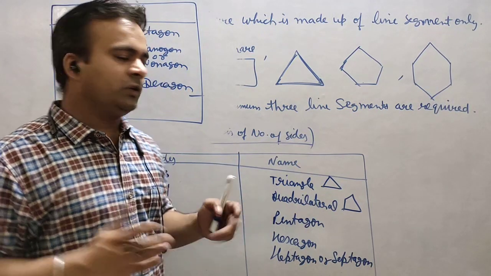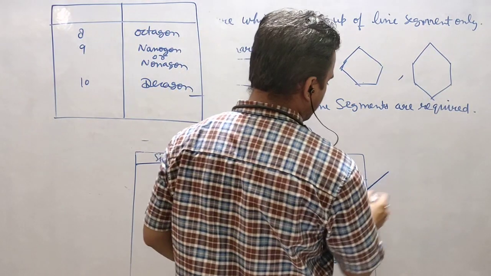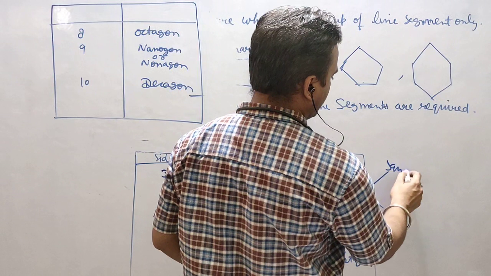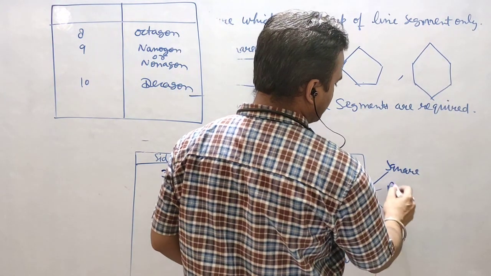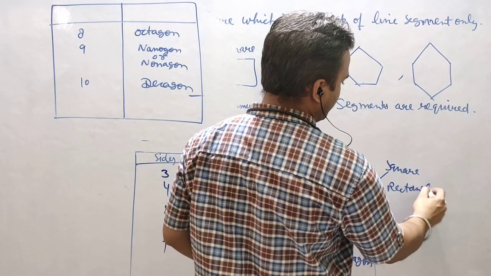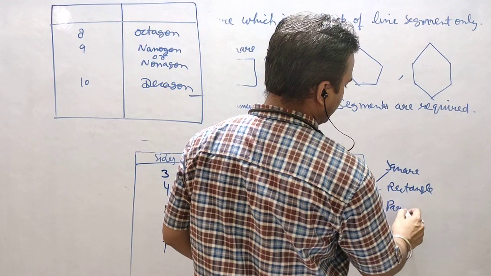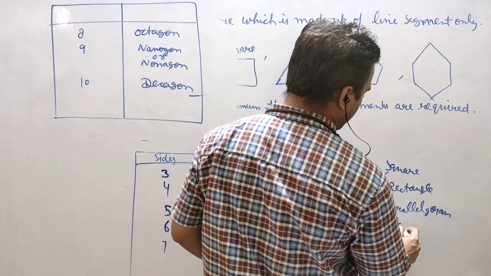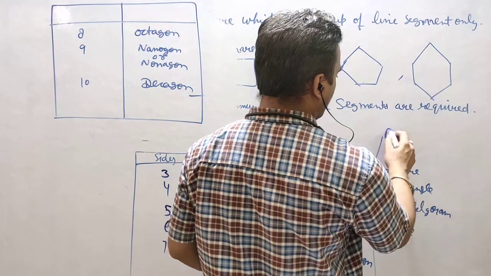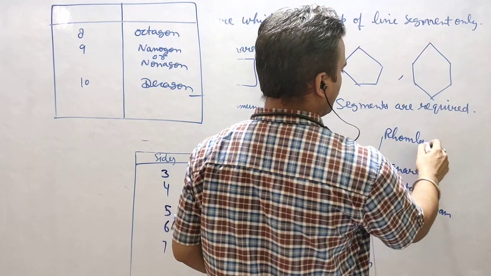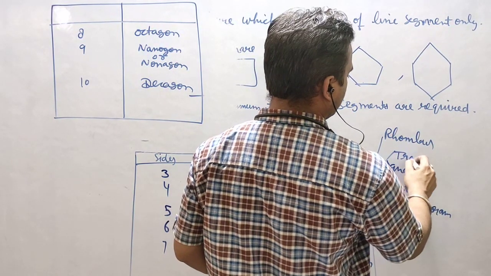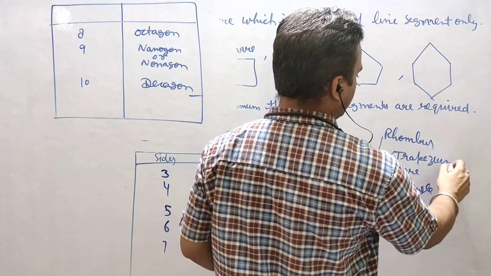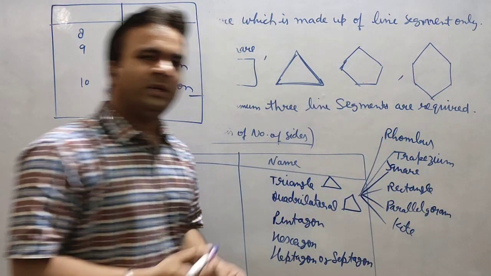Quadrilateral you know very well. In quadrilateral there are so many categories. If you see, square comes in quadrilateral, rectangle comes in quadrilateral, parallelogram comes in quadrilateral, right? And kite will come in quadrilateral, rhombus comes in quadrilateral, trapezium comes in quadrilateral, right? So many figures.